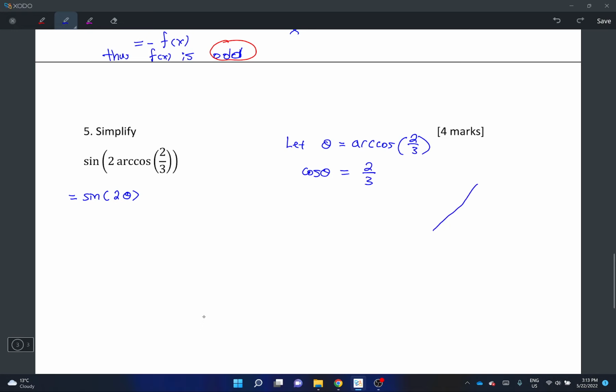This invites the creation of a right angle triangle. I'll put the angle theta down in that corner, and then cos is adjacent over hypotenuse. So the adjacent is a 2, hypotenuse is a 3, and we have a missing side, which I'll call L.